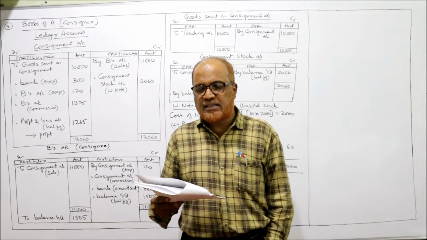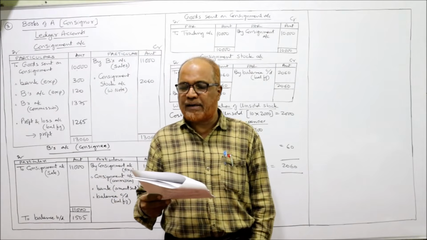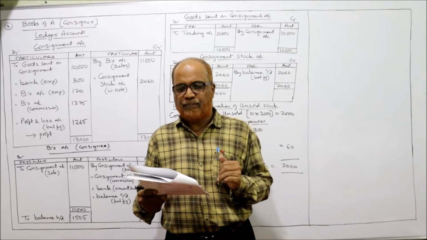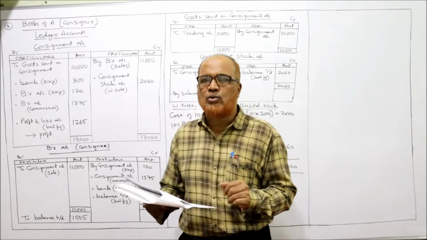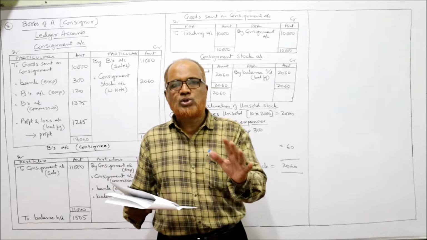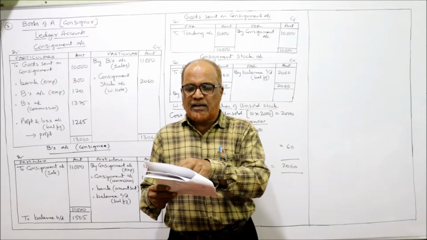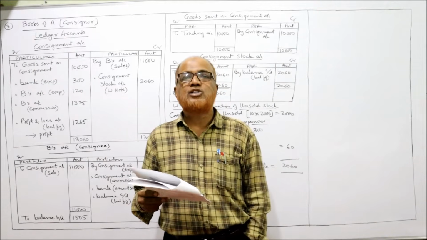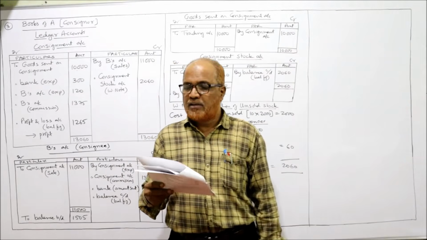A of Ahmedabad sent 50 cases of goods to B of Bombay at rupees 200 per case. So here A is the consignor, B is the consignee. 50 cases at rupees 200, so 50 into 200 is 10,000. The total cost of the goods sent on consignment is 10,000. Expenses on consignment incurred by the consignor amounted to 300 rupees. Expenses paid by the consignor, these are the direct expenses, 300.